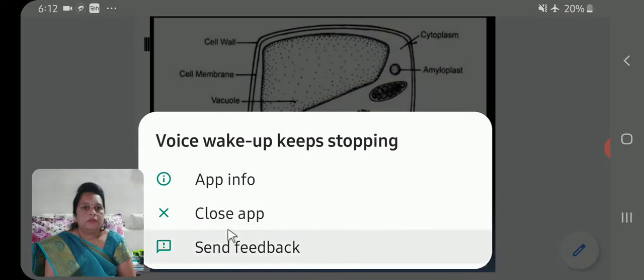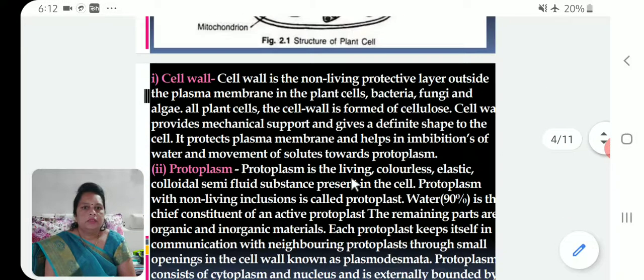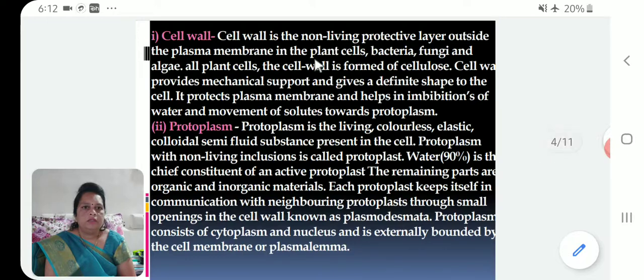So first is the cell wall. The cell wall is the non-living protecting layer outside the plasma membrane in plant cells, bacteria, fungi and algae. The cell wall is formed of cellulose in plant cells. The cell wall provides mechanical support and gives a definite shape to the cell. It protects the plasma membrane and helps in imbibition of water and movement of solutes towards the protoplasm.